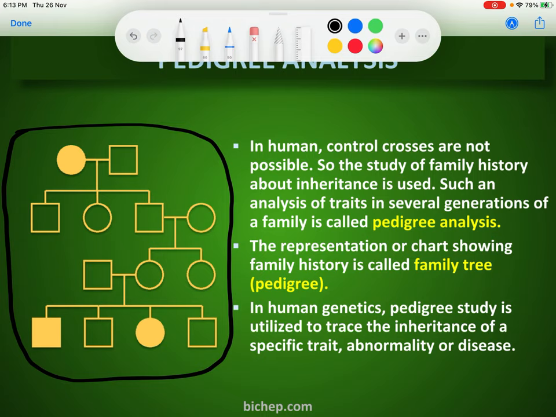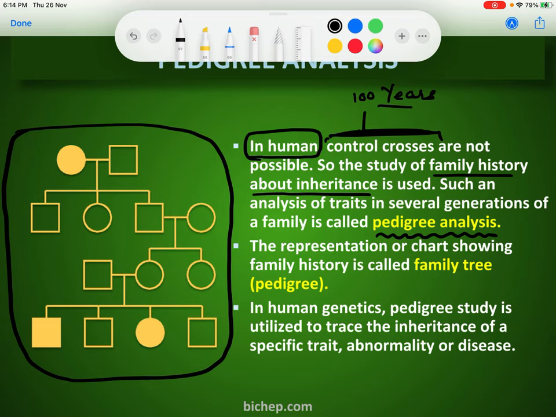Now, in humans, controlled crosses are not possible. Why? Because we have a long lifespan of 100 years, so we cannot see multiple generations in a short duration. That is called a controlled cross. We cannot see that due to the long lifespan. That is why we use the family history of a particular trait. So family history about the inheritance is used. Such an analysis of a trait in several generations of the family is known as pedigree analysis.